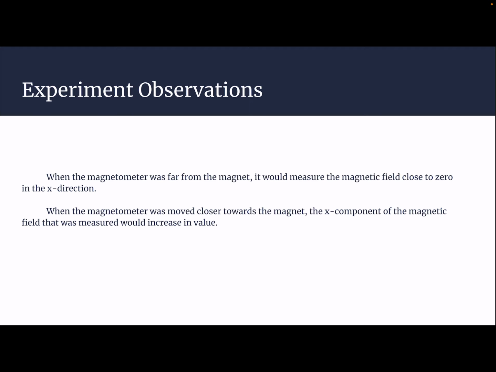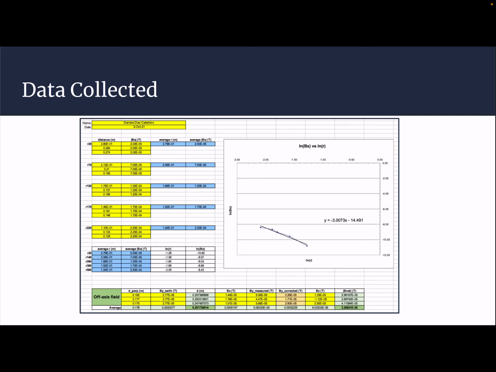The data from the on-axis magnetic field measurements is found on the right, and the data from the perpendicular axis measurements is found on the bottom. From this data, we were able to calculate the experimental net magnetic field. In addition, if you notice to the left, the graph represents the relationship between the distance and the magnetic field transformed into a line. With this equation of y equals negative 3.0073x minus 14.491, we can move on to our set of calculations.